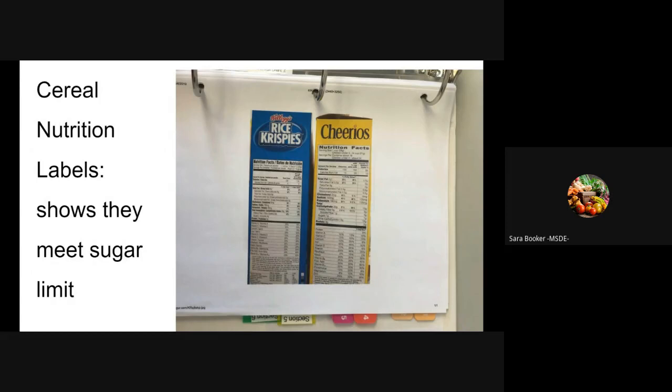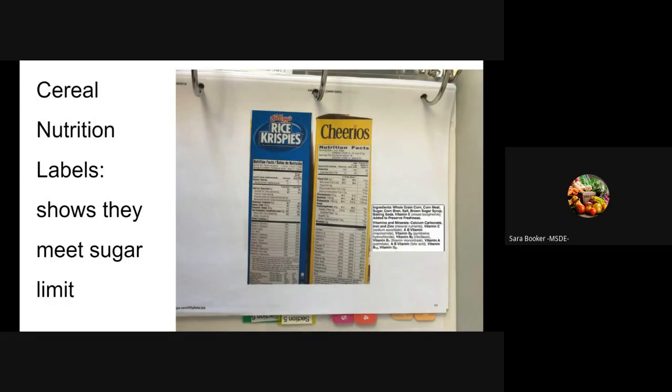Here's another area where you do need to keep labels, and this is new in the past couple years, so make sure that you have up-to-date records for this. You'll need to keep cereal nutrition fact panels and product packaging to show that every cereal you serve meets the sugar limit. Remember that in order to be creditable in our program now, they must meet the sugar limit. If your cereal also meets the whole grain rich criteria, you must also save the ingredient list to show it meets both criteria. Okay, so this is an example.